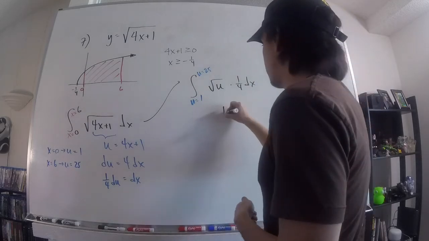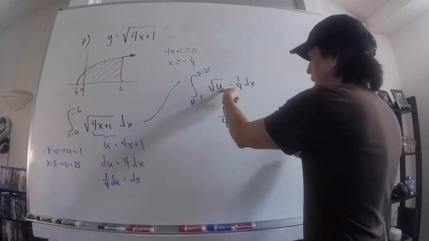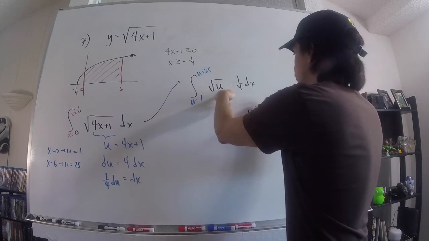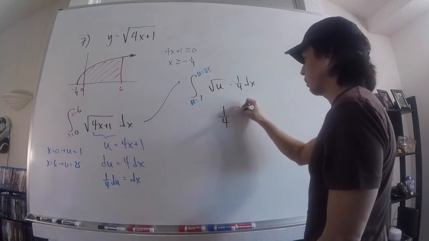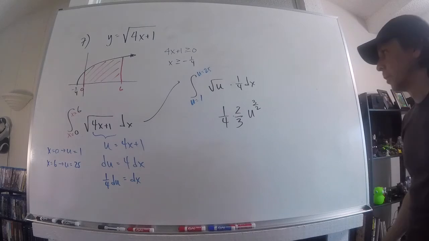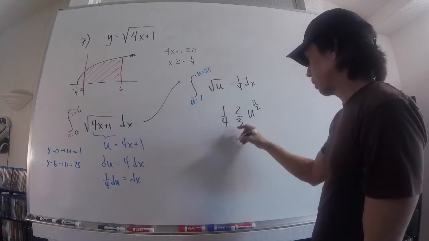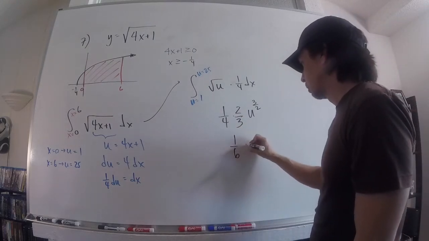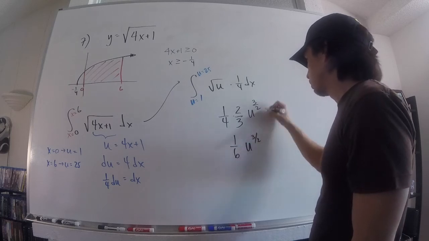The 1/4 can come out. I'm just going to pull it out here. I'm going to bump that power up by 1. That's 1/2 power, so it becomes 3/2, divided by 3/2. It's the same thing as multiplying by 2/3. Okay, so we've done things like this before. The 2's cancel, so I get 1/6 u to the 3/2. Oops, I should have written it over here.